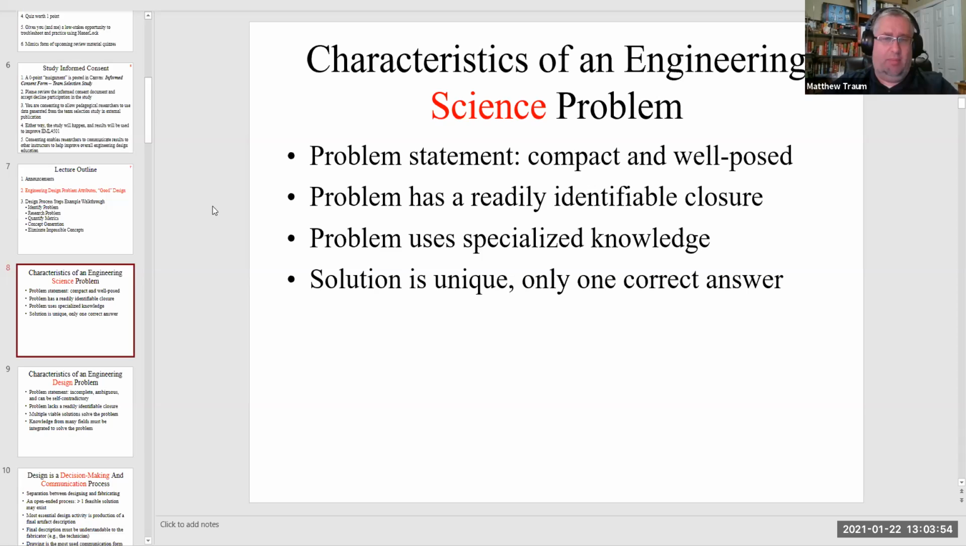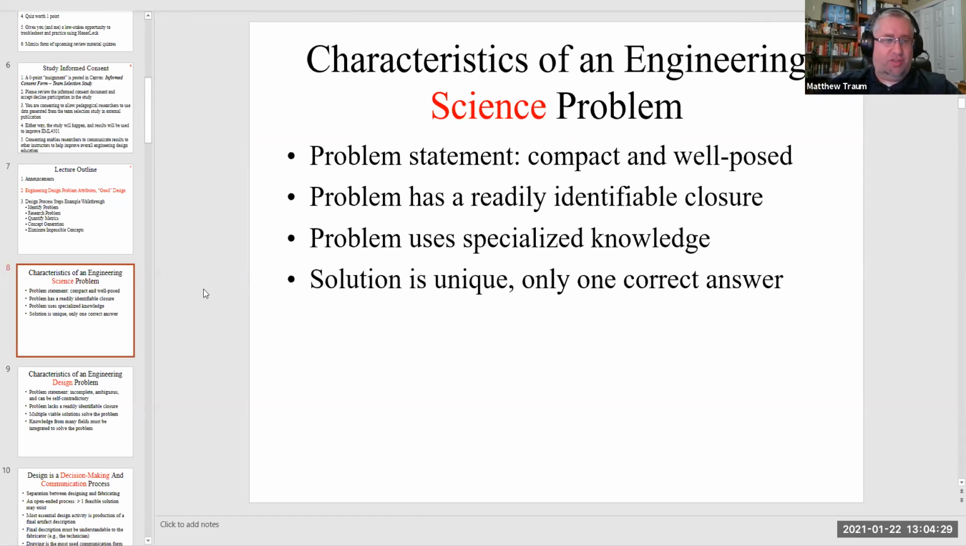An engineering science problem is one where the problem statement is compact and well posed, like the questions that you get on exams or in textbook homework assignments. The problem has readily identifiable closure, which means there is a logical way to get from where you are to step one to step two to step three to the conclusion. And to solve the problem, you just have to go stepwise through that process to get from where you are to the end. When you get to the end, that solution is unique.